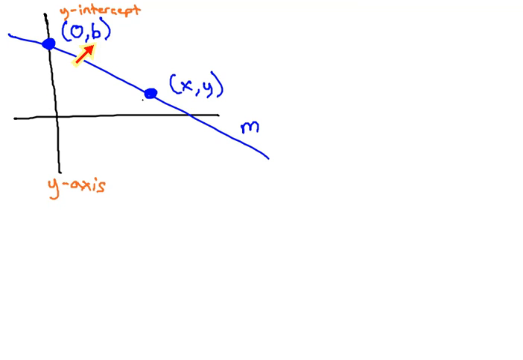If I wanted to calculate the slope, I'd need another point, so I called it x comma y, and we're going to say the slope is just m. Well, the way we calculate slope, we've already seen, is y2 minus y1 over x2 minus x1 is equal to m, or our slope.